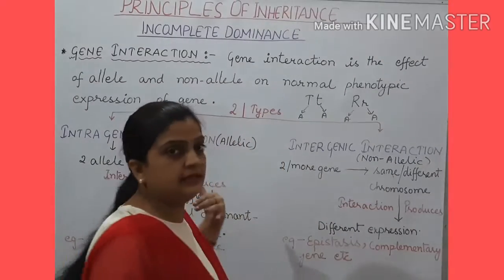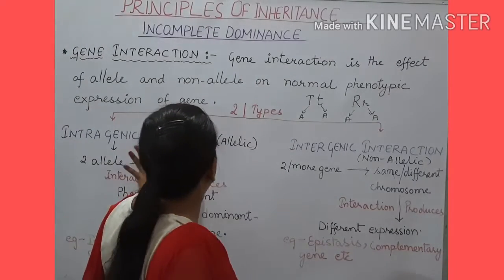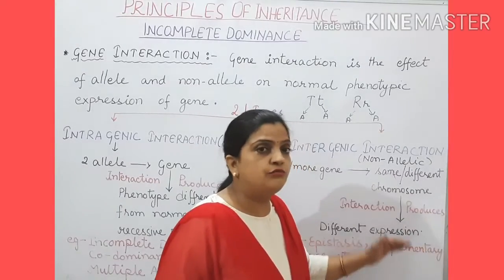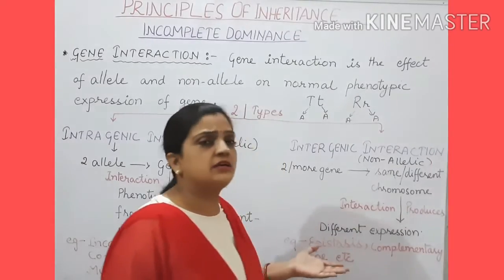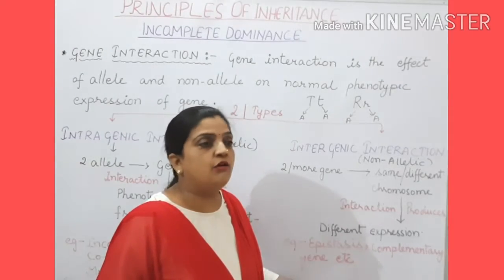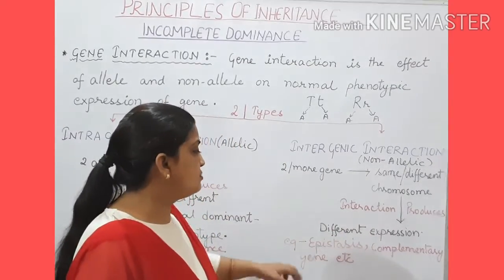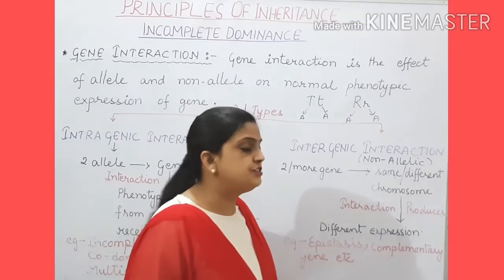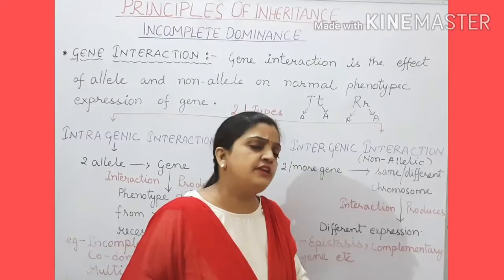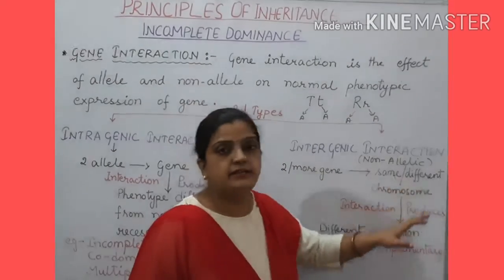It is not going to tally with any of the examples of intragenic interaction. The results will be completely different from Mendel's. That is why they are considered exceptions. Here are the examples which we will be discussing in later videos: epistasis, complementary gene, supplementary gene, duplicate gene, lethal gene. There are various such examples which can be considered under intergenic interaction.